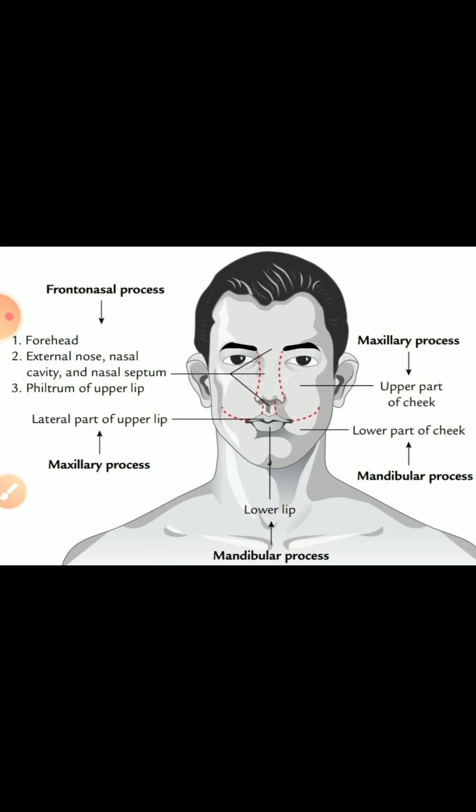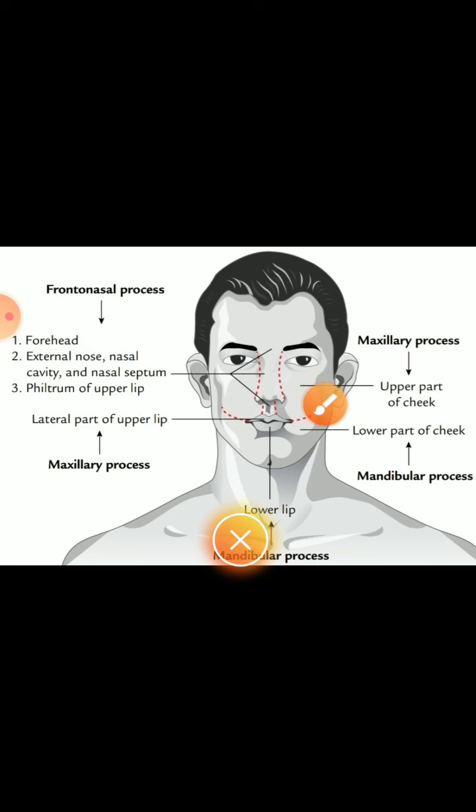If you carefully observe the diagram, you can see the frontonasal process. It develops into the forehead, the external nose, nasal cavity, and the nasal septum, also the philtrum of the upper lip. These are the structures derived from the frontonasal process. Next we'll go to the maxillary process. From the maxillary process, you get the upper part of the cheek, the lower part of the cheek, and also the lateral parts of the lips. These are the structures derived from the maxillary process.